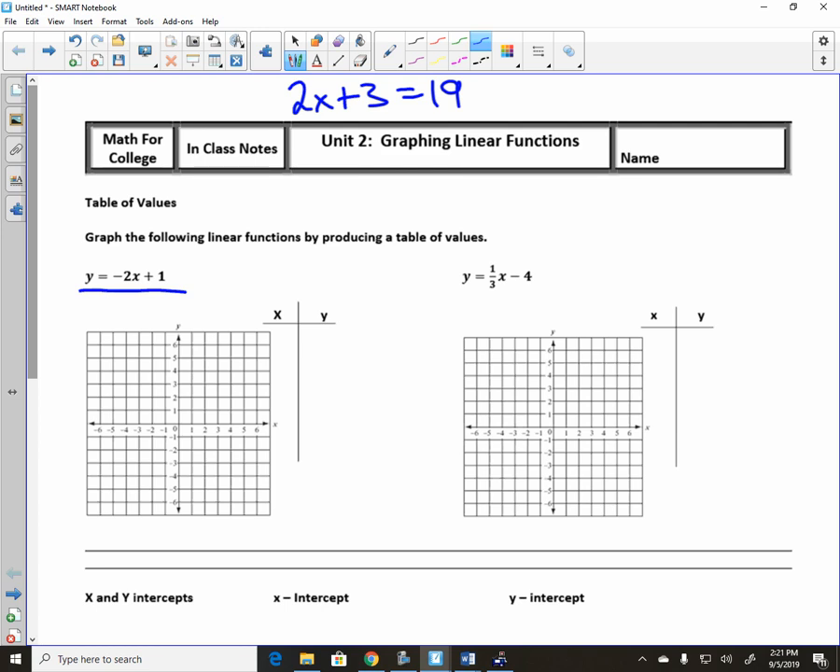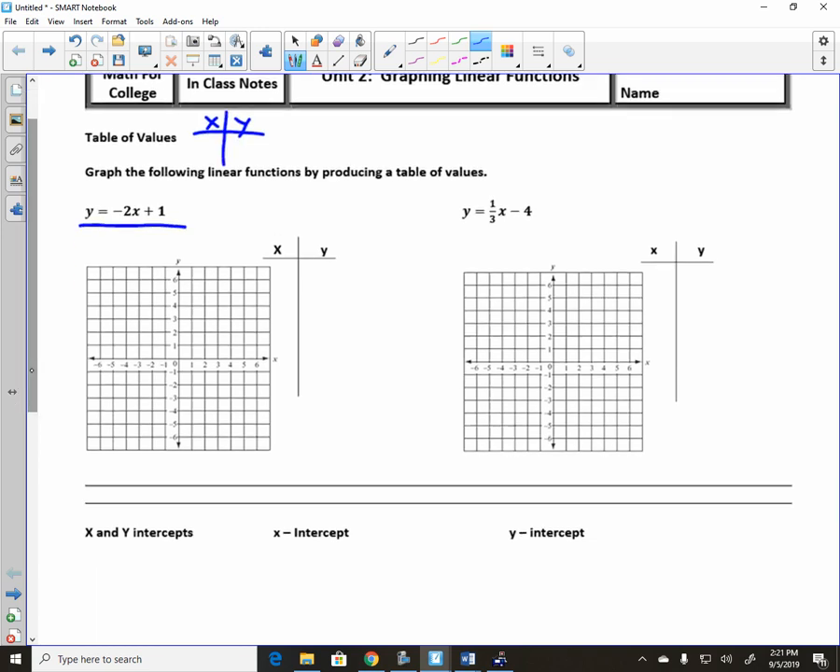We start by making a table of values, an x, y, t chart. This is one way to do it. This is option number 1 for graphing lines. You give me an x value, I find a y value. What do you want for x? 1. I plug in 1 for x. Negative 2 times 1 plus 1. That's a point that I can plot.